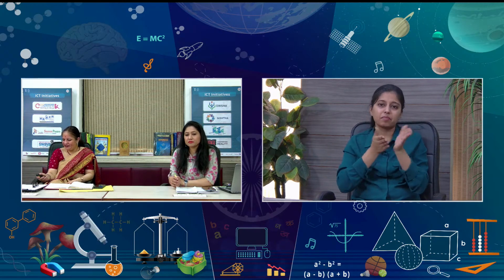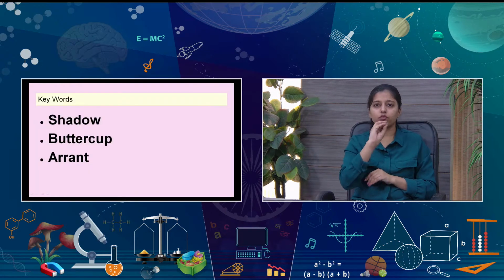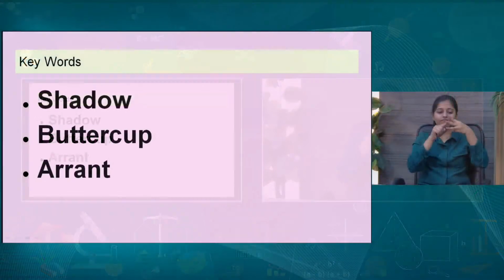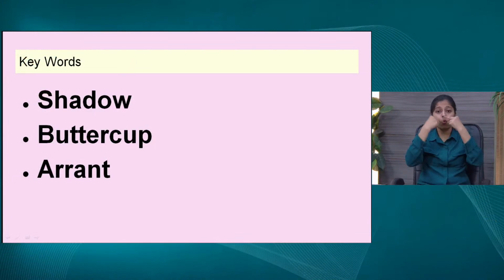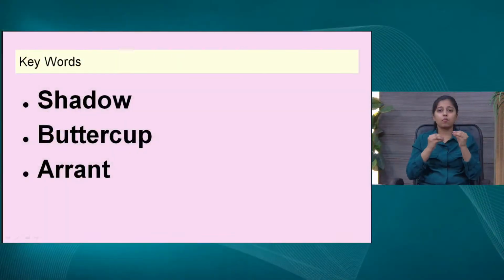So ma'am, shall we move towards the keywords? Yes. Okay. So here are the keywords. As usual, we have 3 keywords for this session. Dear learners and viewers, our first keyword is shadow. Our second keyword is buttercup. Third keyword is errant.